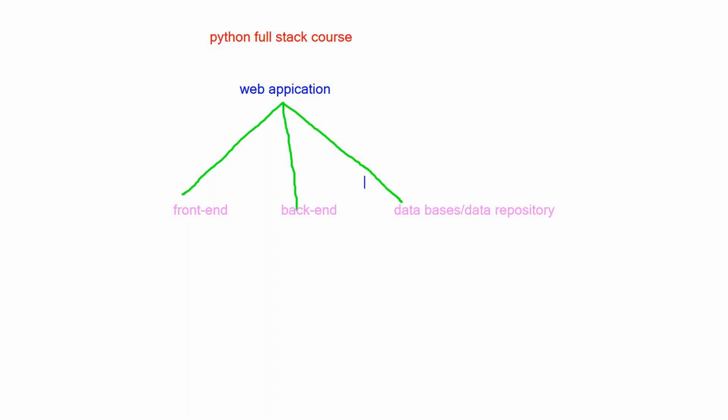So 10 years back, people never tried to learn the full stack. The people who know these three things, front end, back end, and data repository, are called full stack developers. But 10 years before, some people wanted to be only front end developers, some people wanted to become only back end developers, and some people wanted to become database administrators.